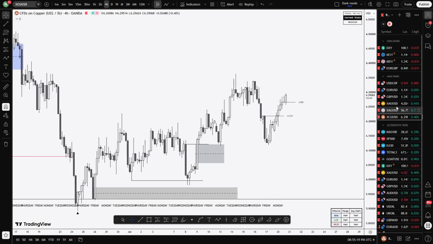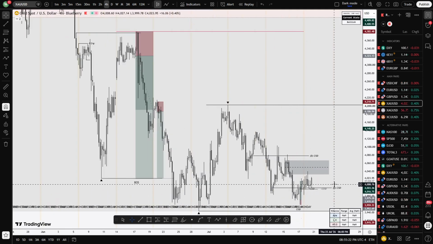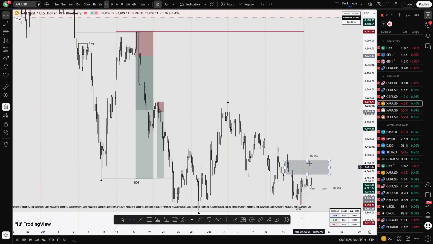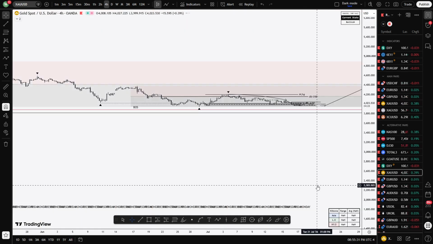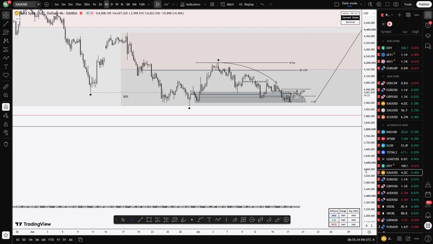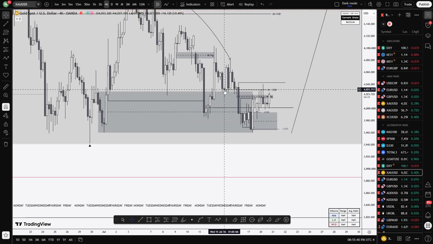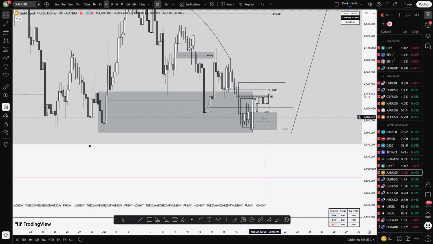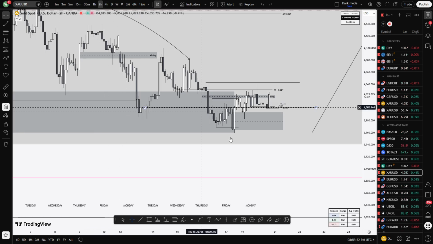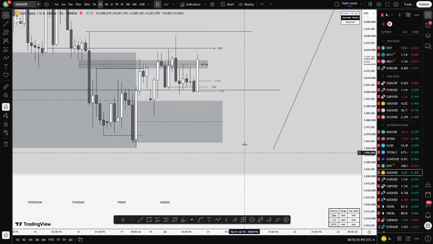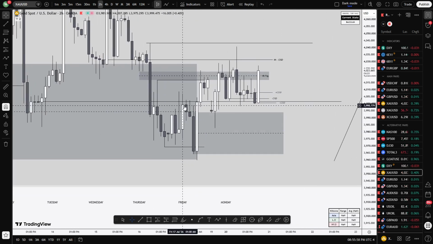So I think we're just about starting this new bullish move, right? We reacted off of this fair value gap and order block here, and price failed to go back down. Initially I wanted to see price trade back into this zone.